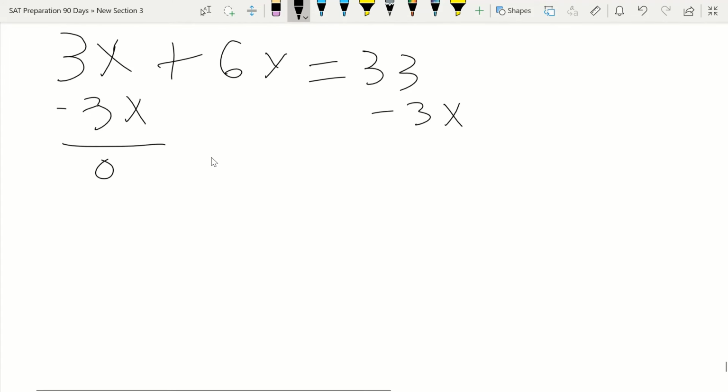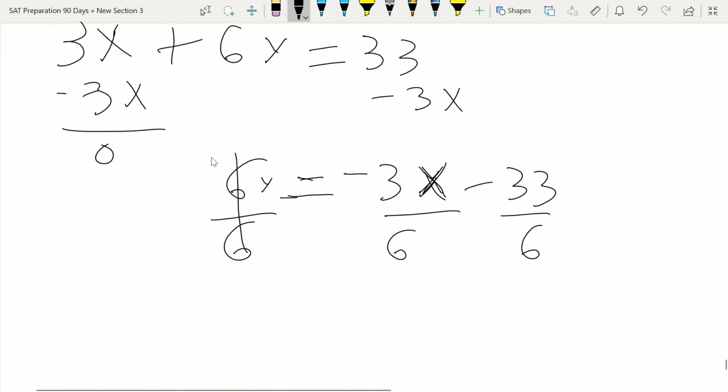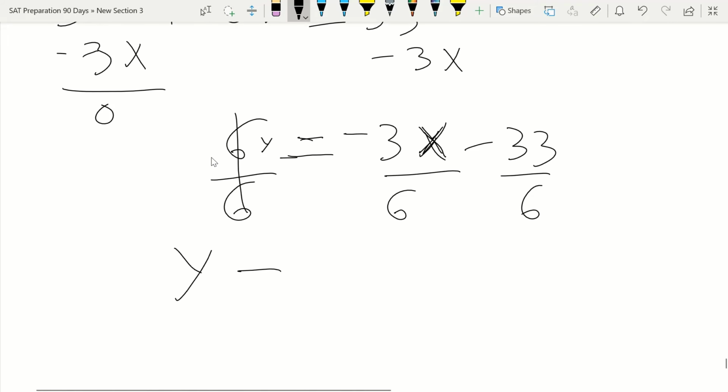So what that's going to look like is I'm going to have a negative 3x here minus 33. It's an x right there. That's equal to 6y. We're going to divide each side by 6. And that's going to be our slope-intercept equation. So that's going to be y is equal to negative 1/2 x, because 3 over 6 is 1/2. I'm sorry, my handwriting is really bad right now. All right, 1/2.